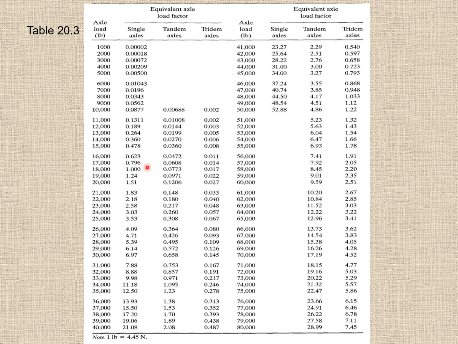So you can see here that corresponding to any axle load, you can get the load equivalency factor very easily. And you can see one interesting thing: when you consider 18,000 pound axle load for the single axle category, the equivalent axle load factor is equal to 1, and it is right, because 18,000 pound is the axle load for the standard axle.